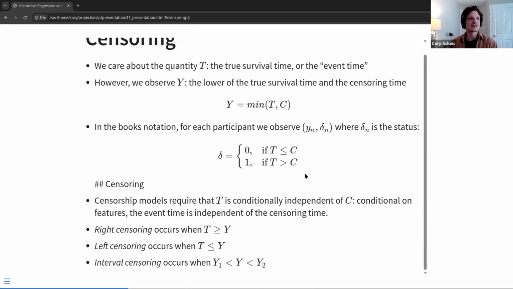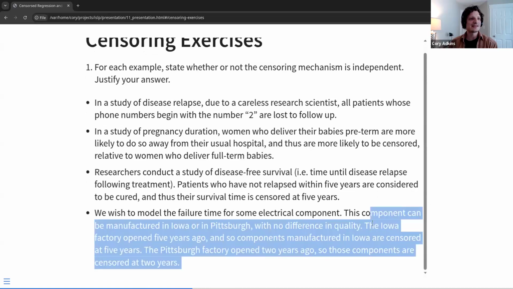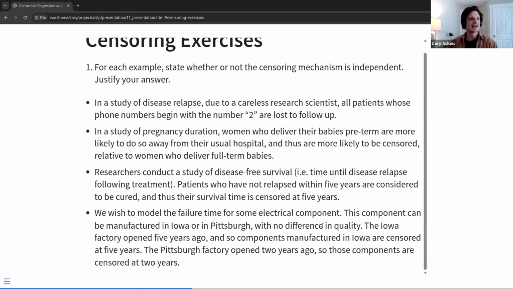Yeah. But some of these, I think this is pretty straightforward. This is just their notation, but the idea is that we wish we were observing this quantity t, but actually we see y, which is either t or the censored outcome. So I pulled up some of these questions from the end of the chapter. They don't really get into ways to control for, well, let me back up.